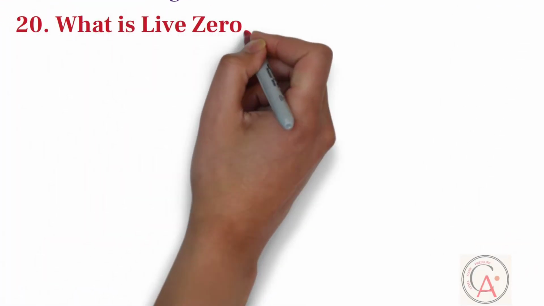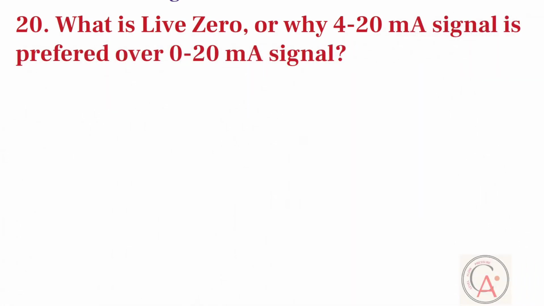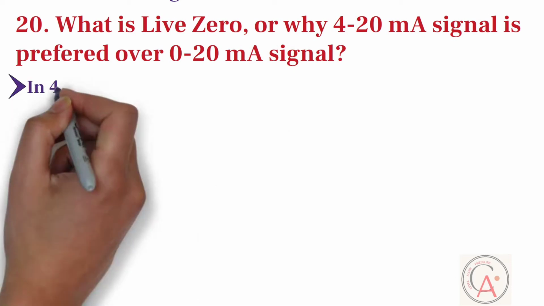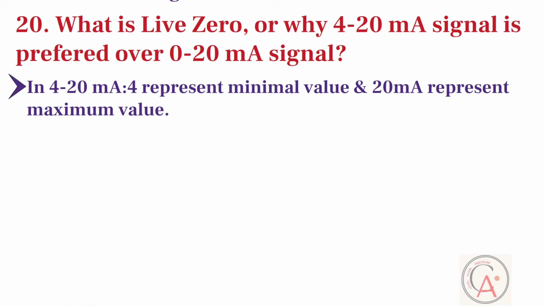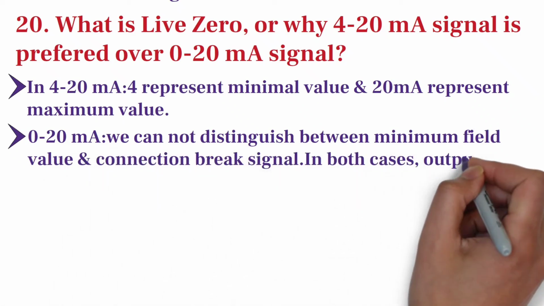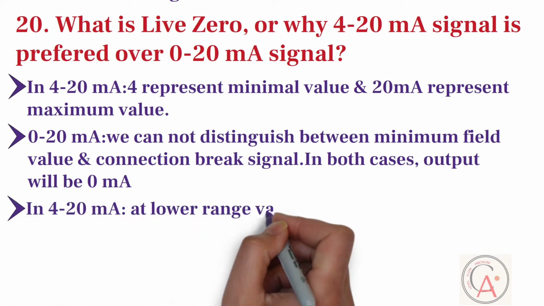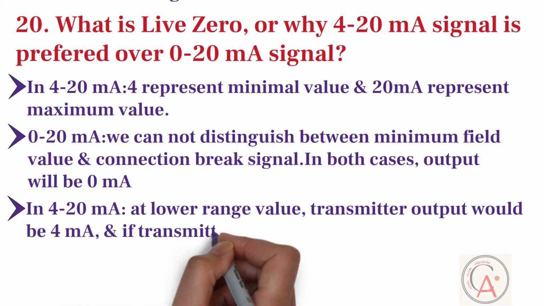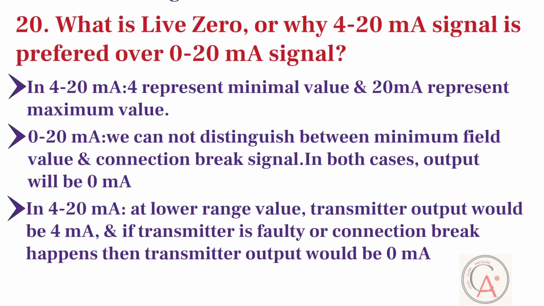Another important question is, what is live zero? Or why 4 to 20 mA signal is preferred over 0 to 20 mA signal. In 4 to 20 mA signal, 4 represents minimal value, and 20 mA represents maximum value. With 0 to 20 mA signal, we cannot distinguish between minimum field value and connection break signal. In both cases, output will be 0 mA. However, in 4 to 20 mA signal, at lower range value, transmitter output would be 4 mA, and if transmitter is faulty or connection break happens, then transmitter output would be 0 mA.